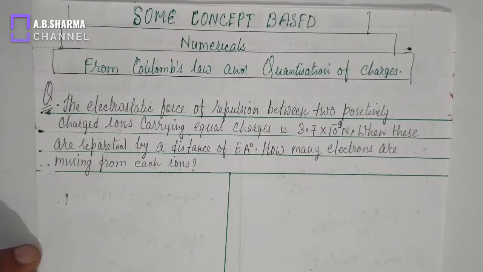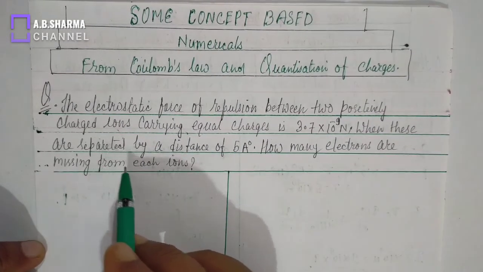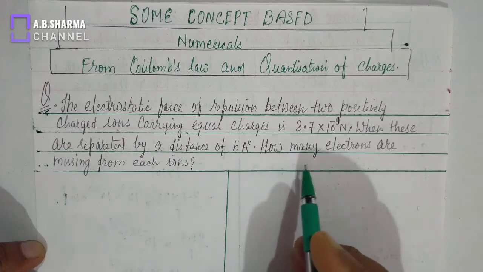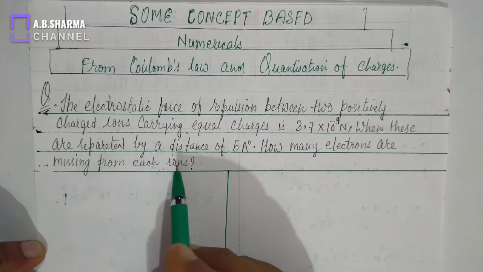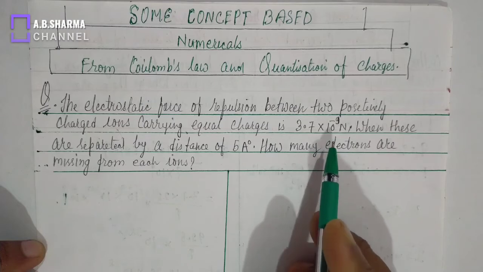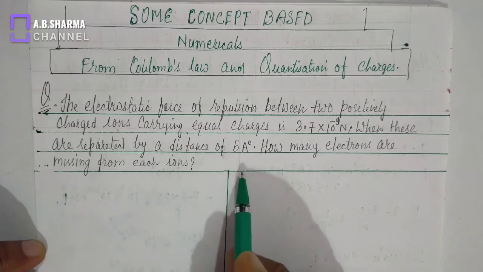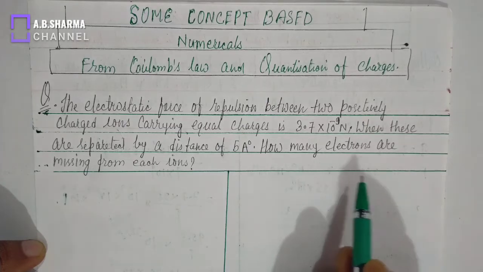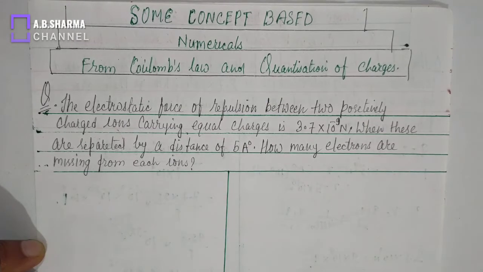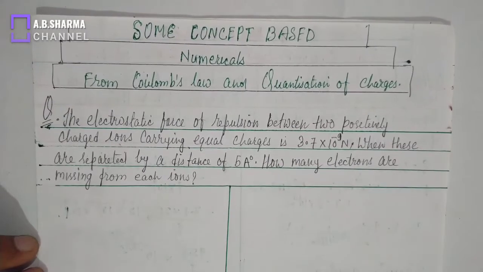Let us start then. The first question is this: the electrostatic force of repulsion between two positively charged ions carrying equal charges is 3.7 into 10 to the power minus 9 Newton. When these are separated by a distance of 5 angstrom, how many electrons are missing from these ions? Very simple question, you just use the Coulomb's law formula, then solve the question.